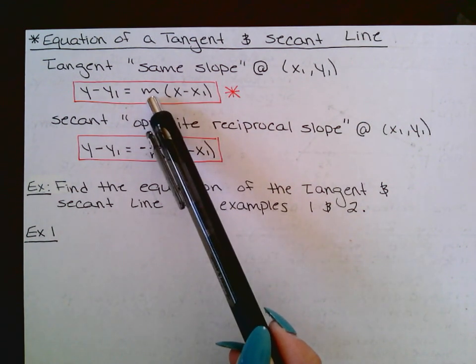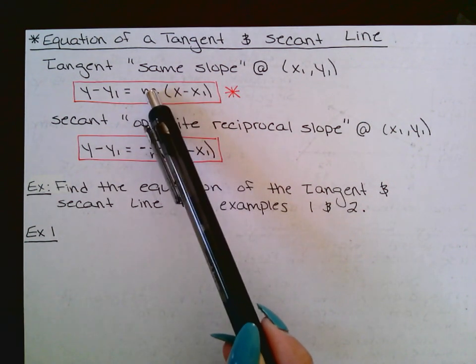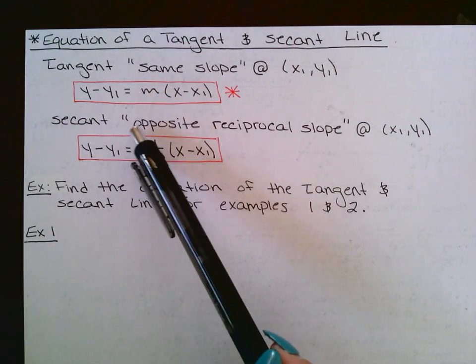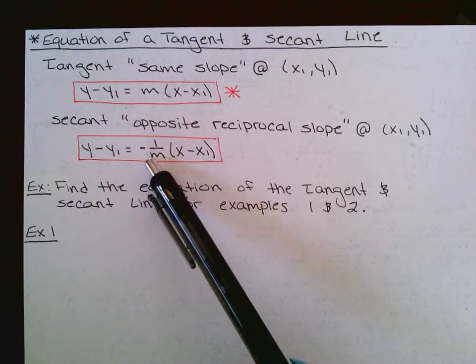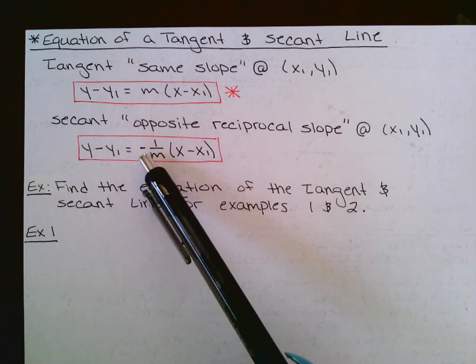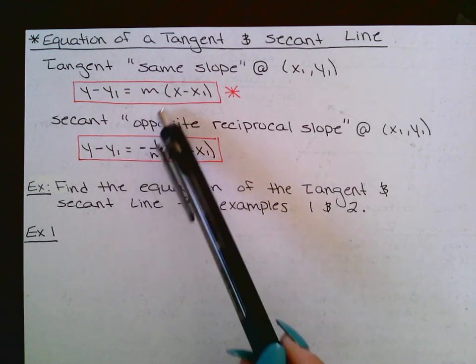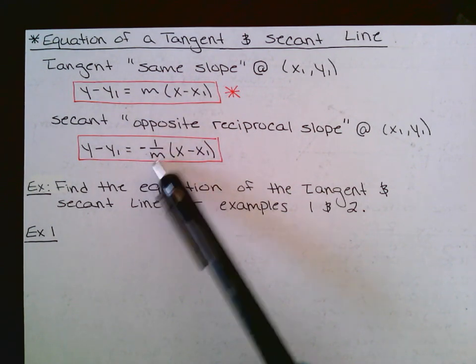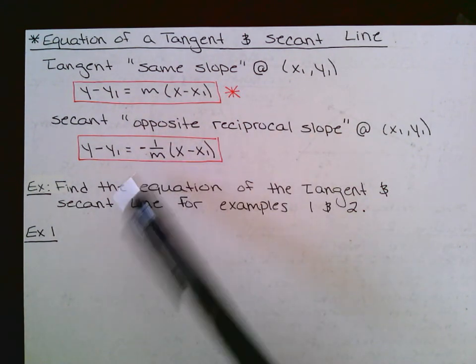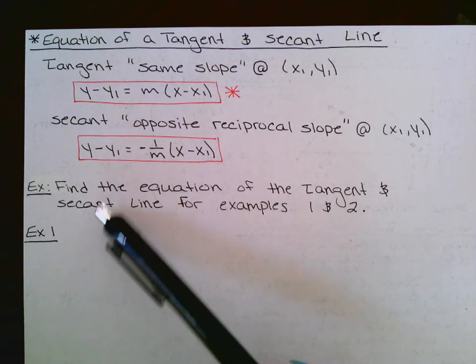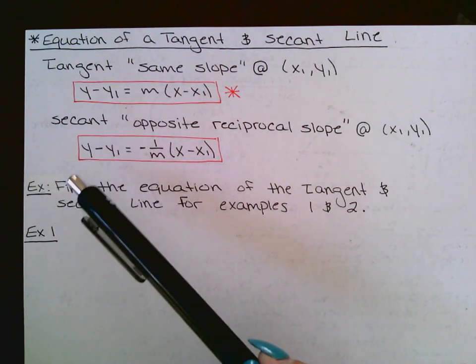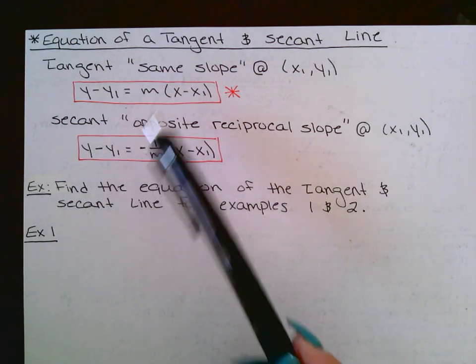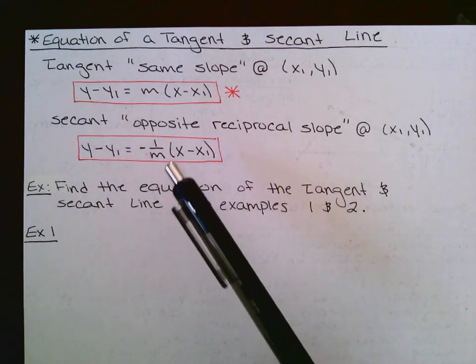So remember, m means slope, so that means I'm going to use the same slope that I would have had. And then secant, I'm going to use opposite, which means opposite sign, so I put a negative, and reciprocal means to flip the fraction. So if the slope was like m over 1, this would be 1 over m. And then they'll give you an ordered pair to do the equation of a line with. And again, remember the equation of any line is y minus y1 equals the slope, tangent or secant, times x minus x1.